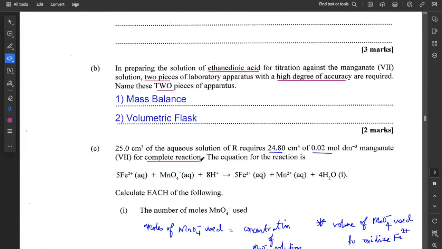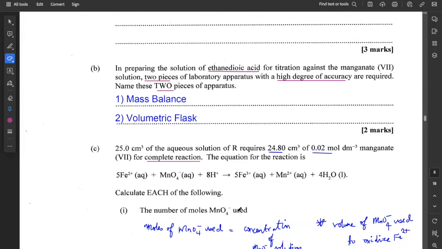All right. So the equation for the reaction is as follows. We see that we have 5 moles of iron 2+ reacting with this 1 mole of MnO4-, this manganate 7 ion, plus 8 moles of H+, and that's gonna give us 5 moles of Fe3+, 1 mole of Mn2+, and 4 moles of water. Okay, so this is the balanced equation for the reaction, right? So now it's asking, calculate each of the following, the moles of MnO4- used.